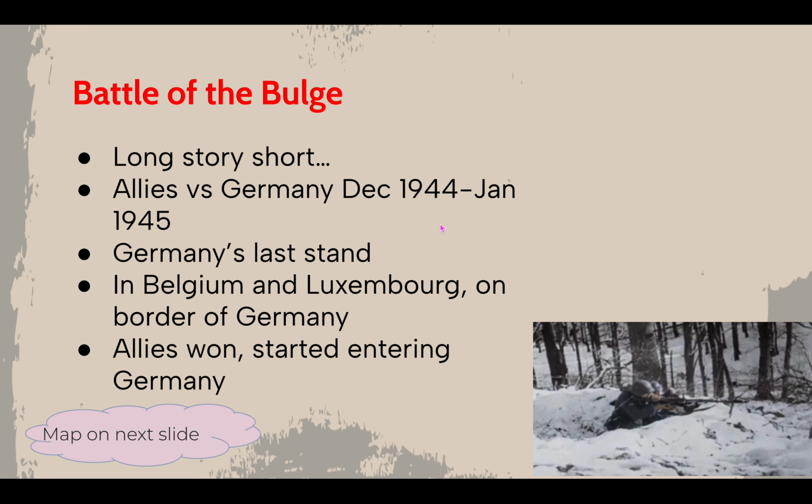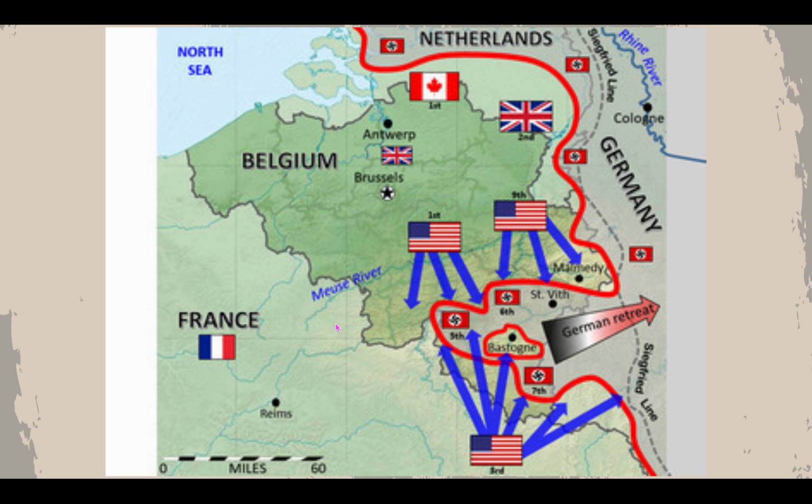So here's the long story short. It is the Allies versus Germany in December of 1944 until January of 1945. It is Germany's last stand. Germany knows at this point they either have to win this battle or they're done for. This was located in Belgium and Luxembourg, kind of right on the border of Germany. I'll show you on a map in just a second. The Allies end up winning this battle, and they now start entering into Germany. So here's a map of the Battle of the Bulge.